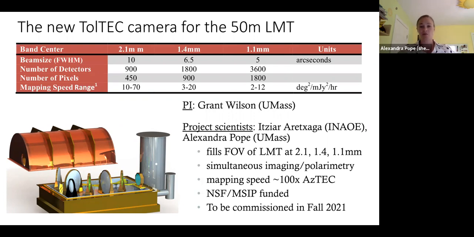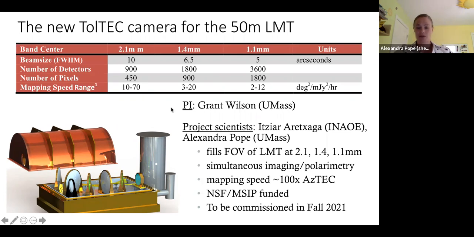So Toltec observes with 3 wavelengths simultaneously, 1.1, 1.4, and 2.1 millimeters. You can see the beam sizes here ranging from 5 to 10 arc seconds, depending on which wavelength you're talking about. Toltec has about 7,000 detectors over the 3 arrays, which is a huge improvement over the previous camera Aztec, which was just over 100. The mapping speeds are given down here that tell you sort of how large of a field you can image down to a given depth in a given hour. And we have a range currently because we don't know specifically how Toltec will perform at the telescope. If it performs as we expected, as Aztec performed, then we will reach the fastest mapping speeds.